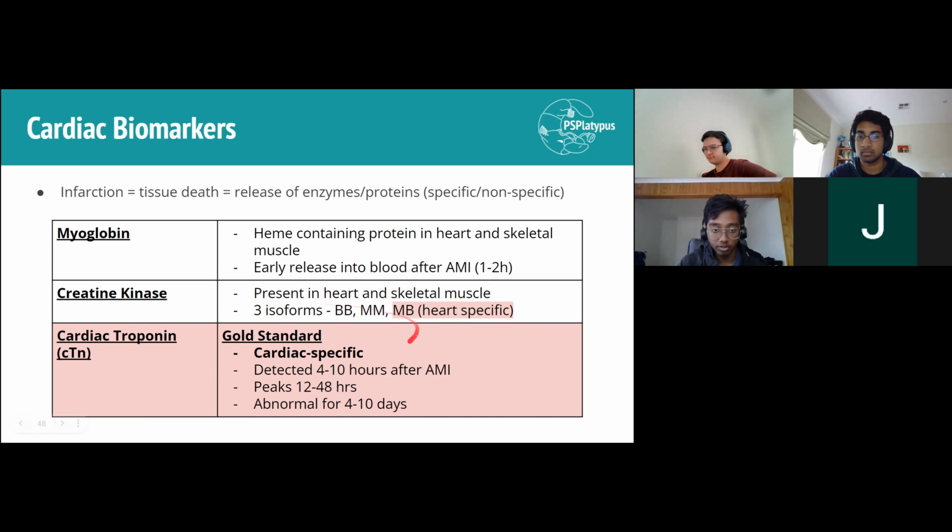Cardiac troponin is the gold standard that is very cardiac specific. It is detected 4 to 10 hours after an AMI, and it is pretty prolonged. It peaks 1 to 4 days after and is abnormal for up to 10 days.